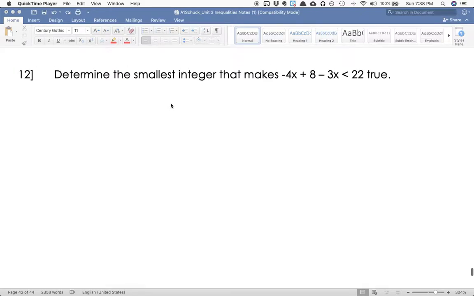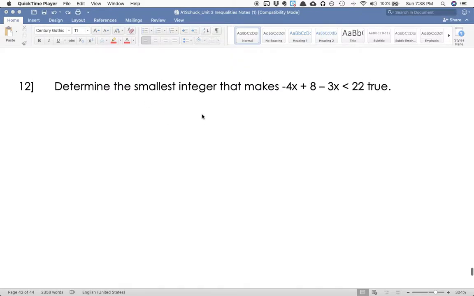All right, question 12. It looks a little scarier, but really, please don't let this one freak you out. It says to determine the smallest integer that makes this inequality, negative 4x plus 8 minus 3x less than 22, true. What this is asking you to do is first you got to solve for x, and then we're going to talk about, all right, what is the smallest integer, that means negative or positive whole number, that I'll be allowed to put in for x that makes it true.